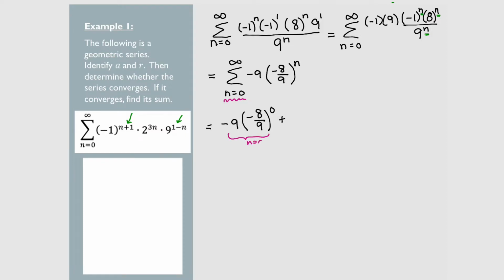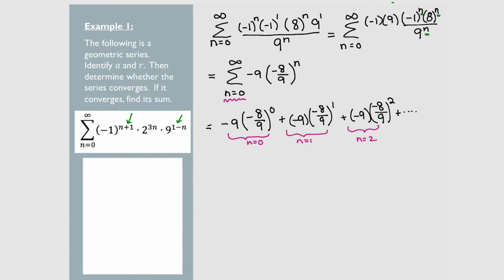And now I want to go to when n equals 1 and look at that term. So when n is 1, I have the same pattern. I have -9, but this time I'm multiplying that times -8 over 9 to the first power. And then my next term when n is 2, that's going to give me -9 times -8 over 9 to the second power, etc., etc., etc.